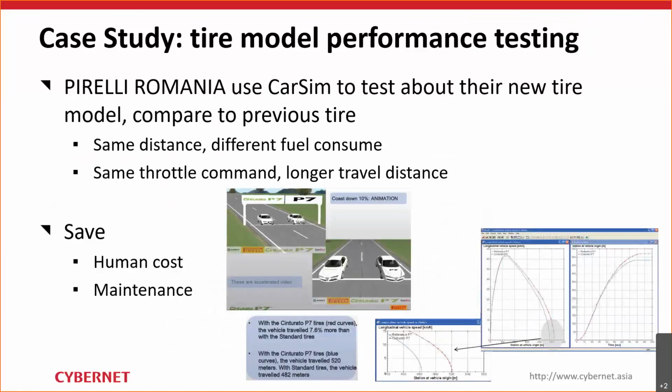Another case is Pirelli. Pirelli used CarSim to test their new tire model. There are two testing procedures. Send distance to compare the fuel consumption. Send throttle command to compare the travel distance.